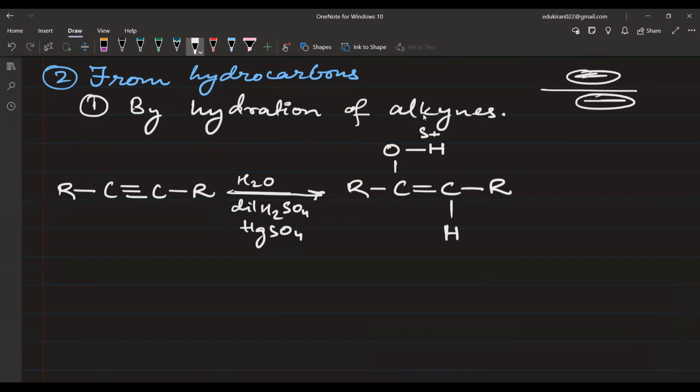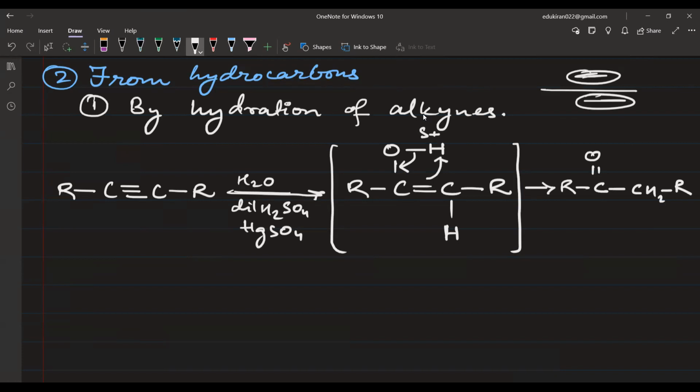Now, this electron density is going to give the electron density to the hydrogen, and this bond breaks, and it gives you a double bond like this. So this is a kind of intermediate that we get. And after that, we get R, C double bond O. Then this carbon gets another hydrogen, CH2 and R. Okay, so this is known as the enol form.